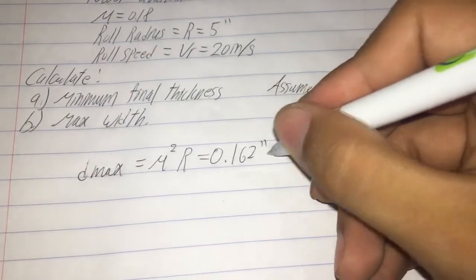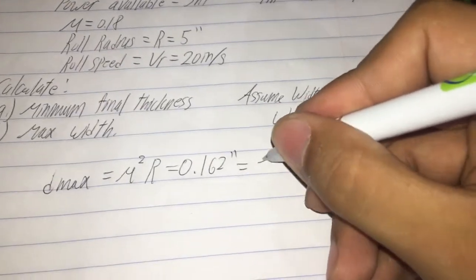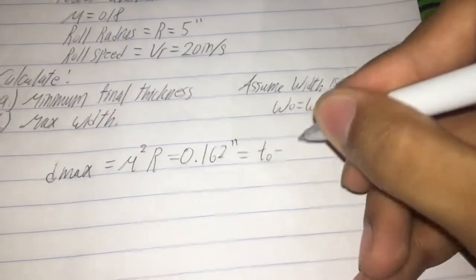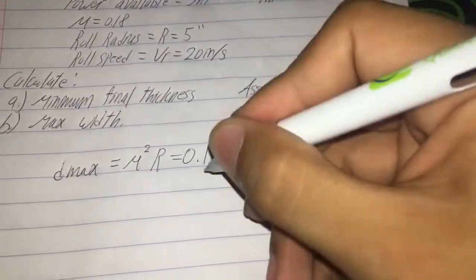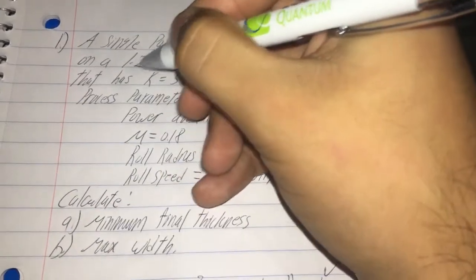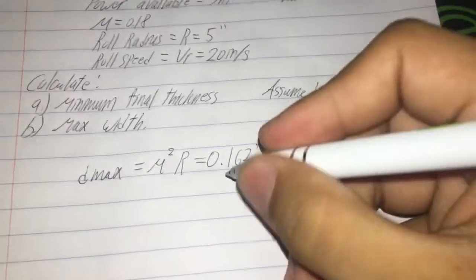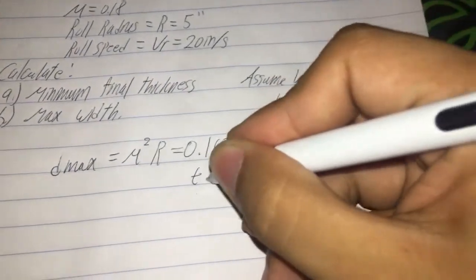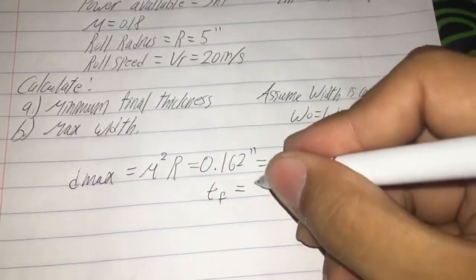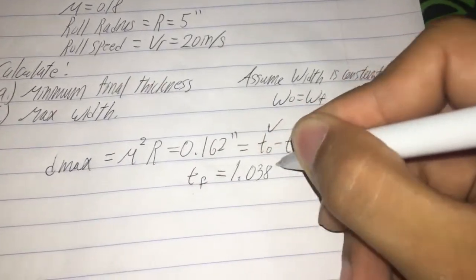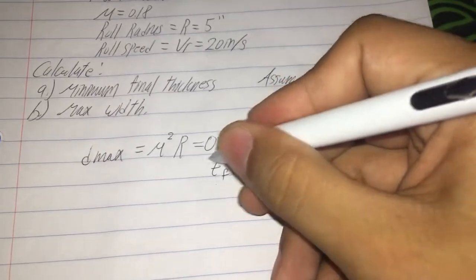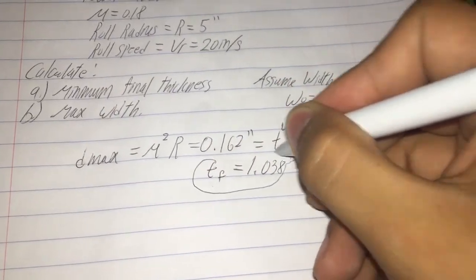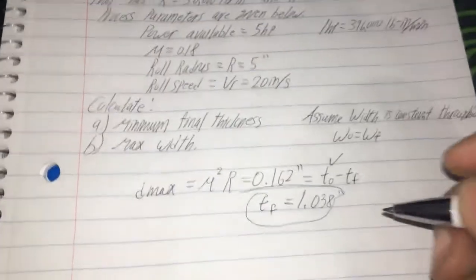Now, draft is also equal to the initial thickness minus the final thickness. So from this, you already know what the initial thickness is. It's 1.2. So by default, or from using simple math, the final thickness is 1.038 inches. Cool, that is part one. So next is the max width.